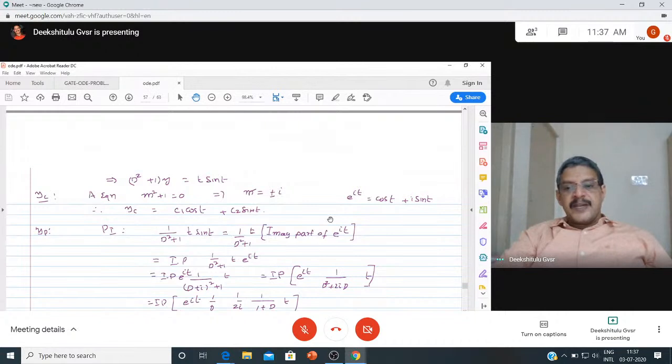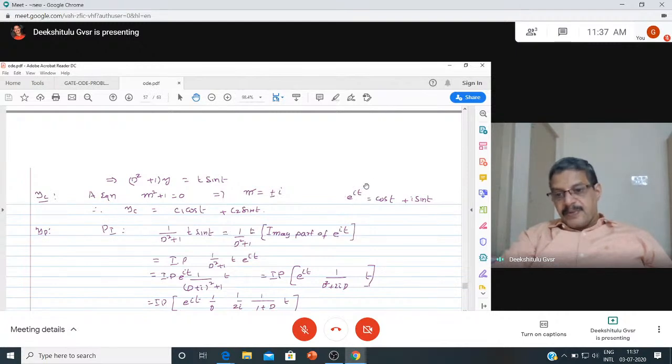Okay, sin t. We know that e power it is equal to cos t plus i sin t. Okay, it's always easier to deal with exponential functions than any other function for that matter. So how we write this sin t is as the imaginary part of e power it.